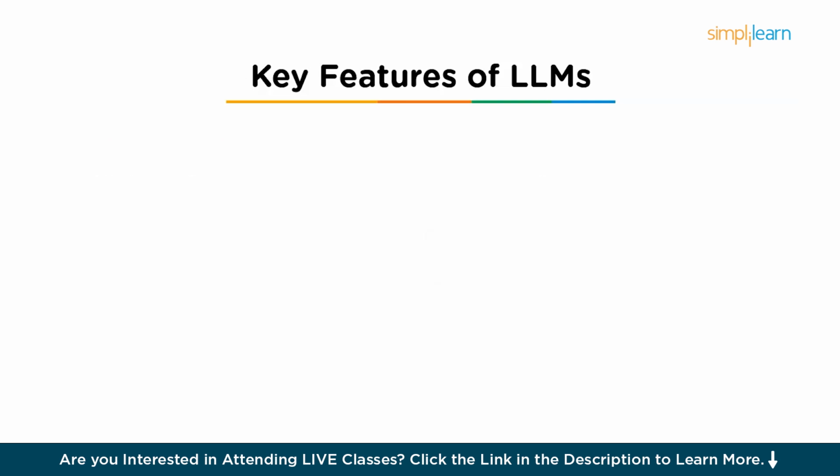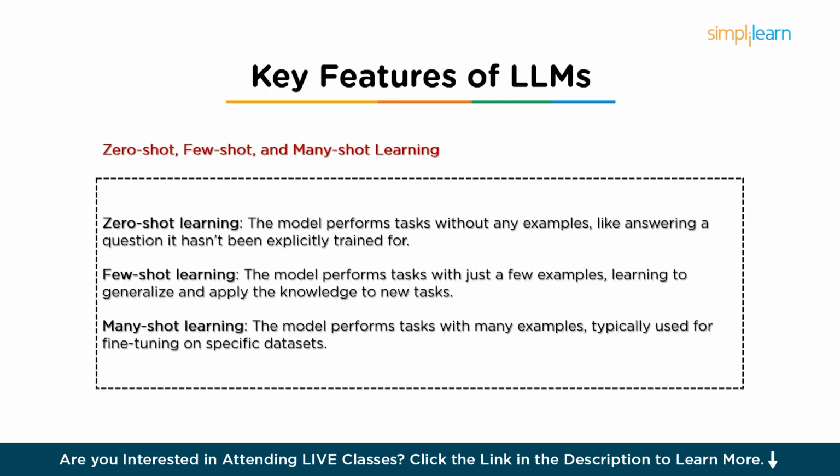And then the next parameter, we have zero-shot, few-shot, and many-shot learning. LLMs are capable of performing tasks without needing extensive task-specific training. The first one is zero-shot learning. This means basically performing tasks without any examples. For example, a well-trained LLM can answer a question it has never been explicitly trained to answer.